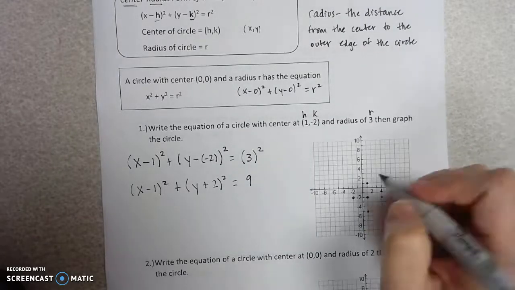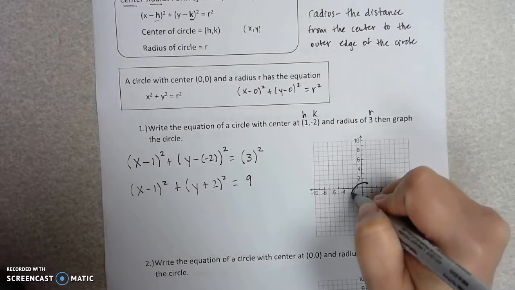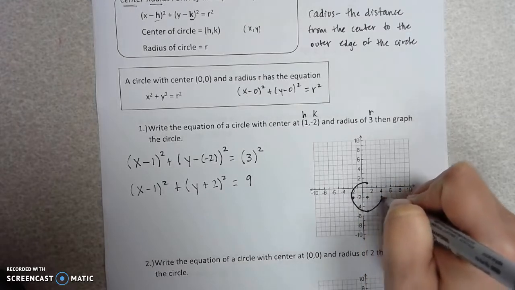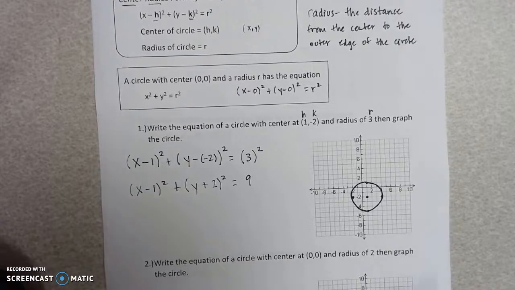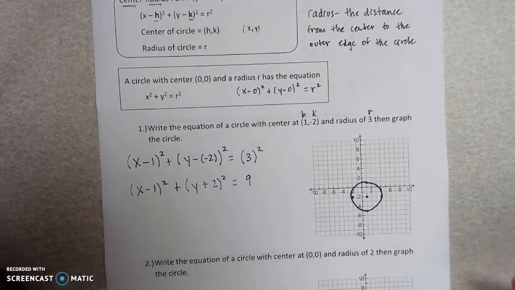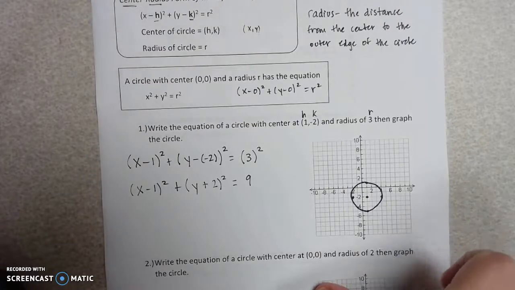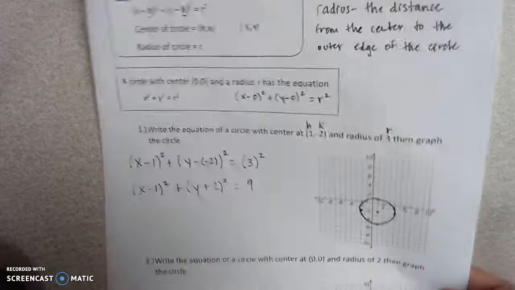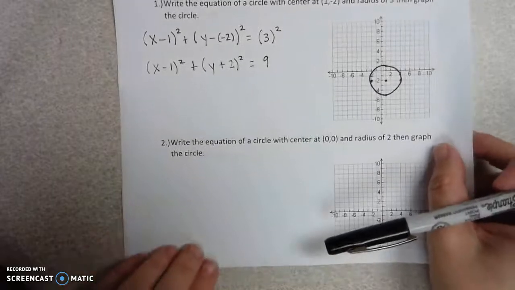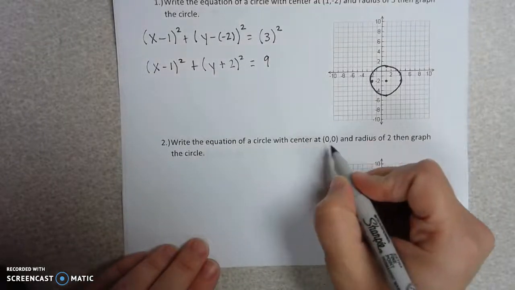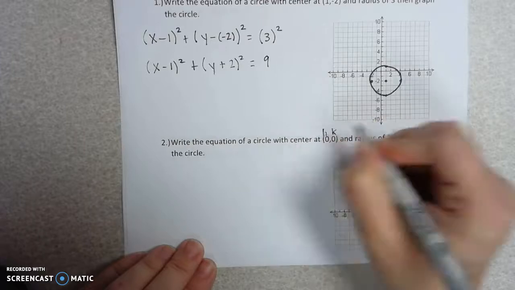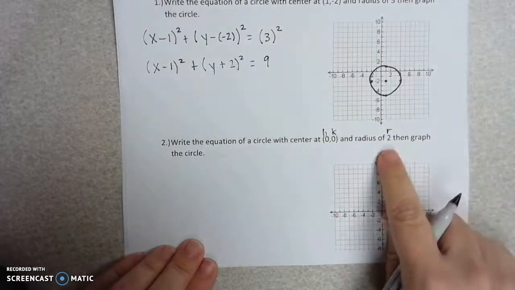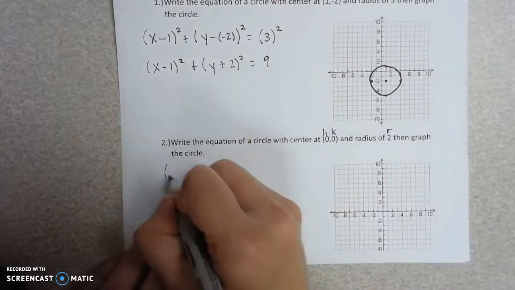Then I'll connect my dots. Just try to connect them the best you can to form a circle. Notice we didn't solve anything, we're just really filling in information and pulling information out of an equation. So let's look at number 2. My center is at 0, 0, and my radius is 2. So here's my h, here's my k, here's my r. I'm going to fill those in.